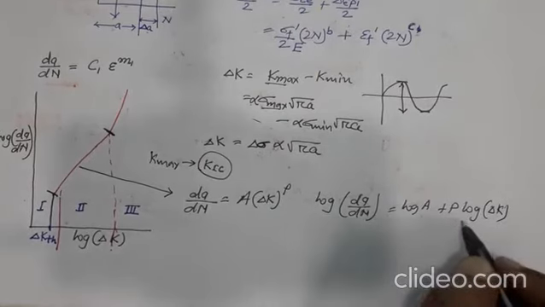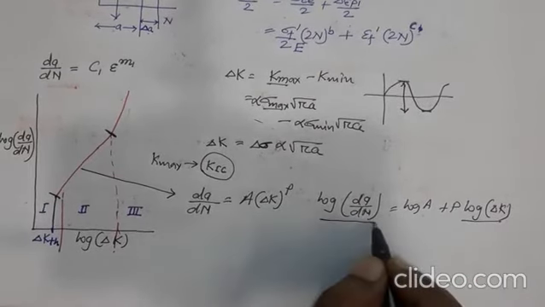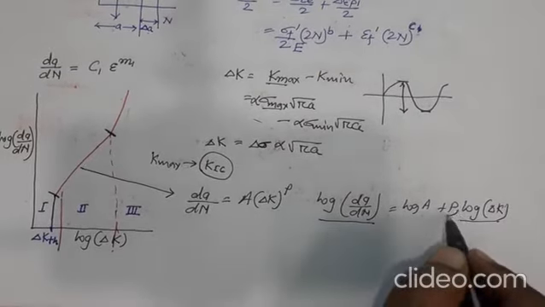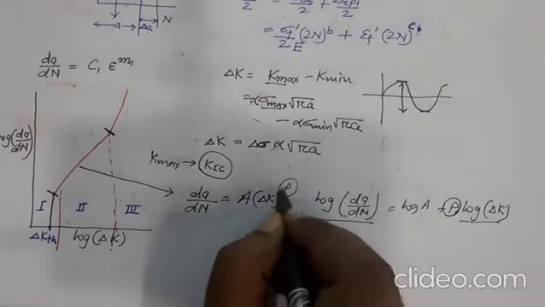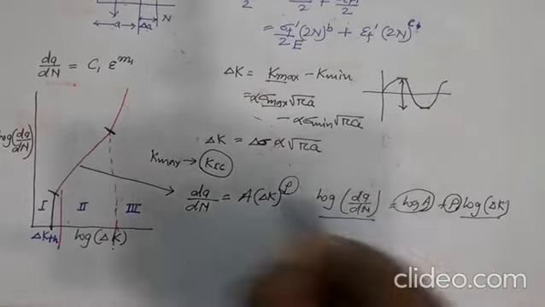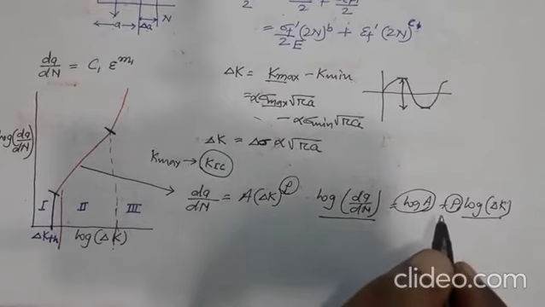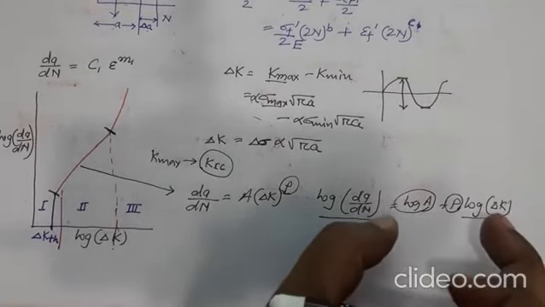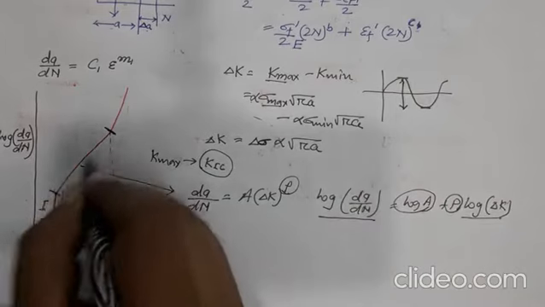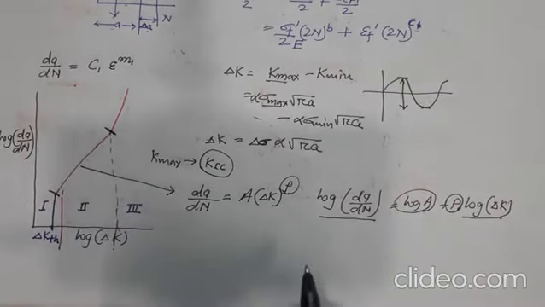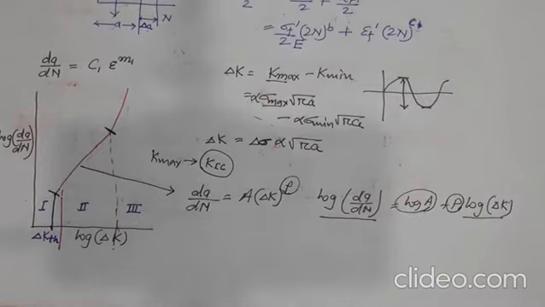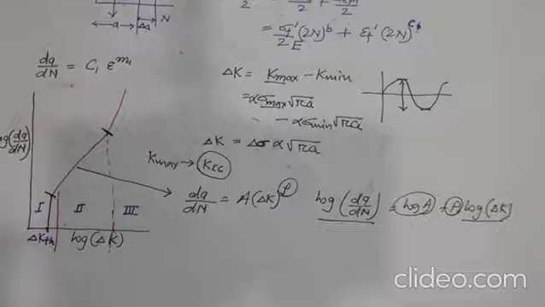Right? So we are plotting log of delta K and log of dA by dN. So the slope will become the exponent P, and we can find out log A by the intercept of this. Okay? So we can find these two values, and then we know what is happening here, and using this equation we can calculate the number of cycles required for an initial crack value, so how many cycles will be required for the failure of the component, that we can calculate.